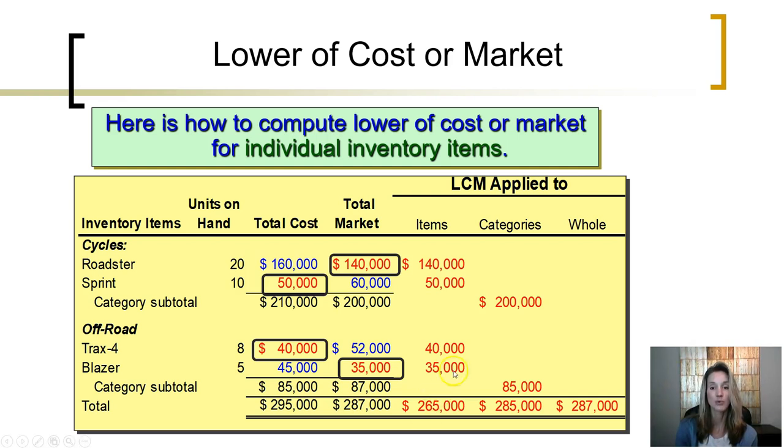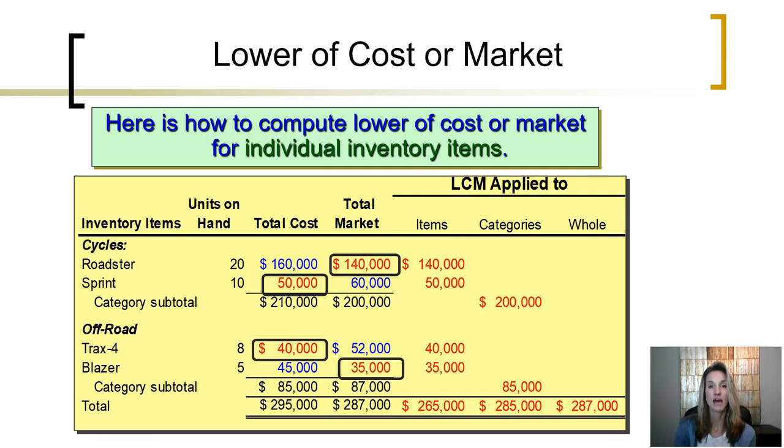If we apply that rule to the categories, looking at the category of cycles, the market value is lower, so that will be the amount reported for these cycles. Looking at the off-roads, the cost is lower, so that will be the amount reported. So the amount reported by applying this rule to categories will be $200 plus $85, or $285,000 inventory.